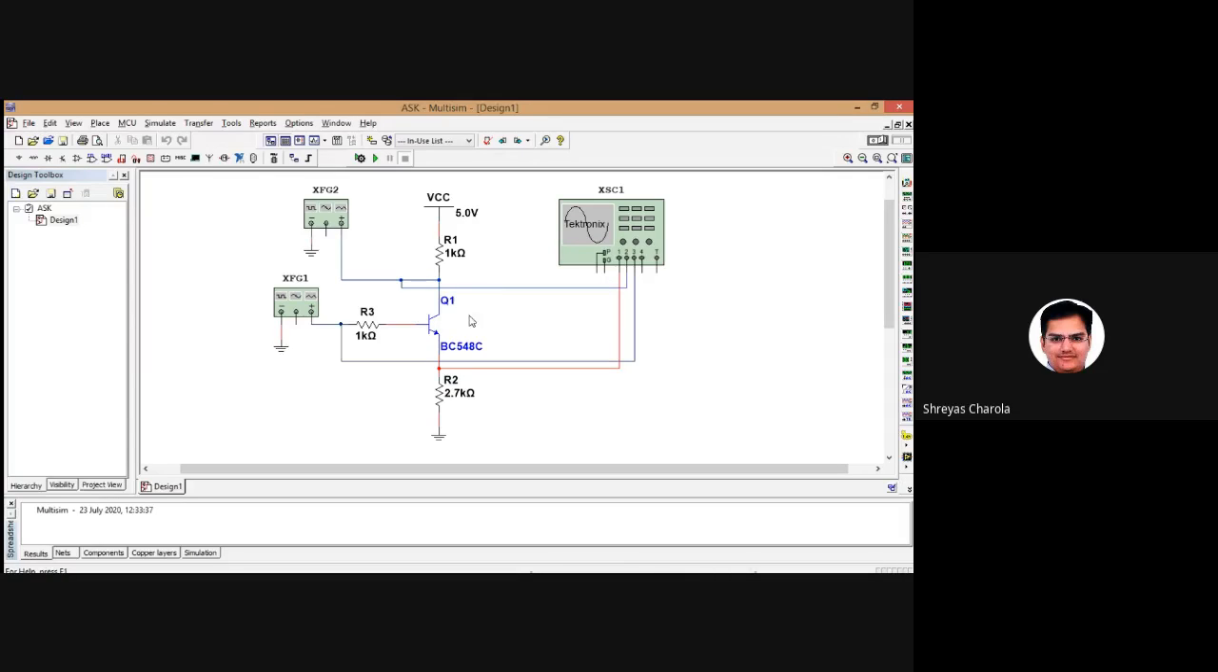Okay, so I have the transistor. Now, look at the function generator. What is the input I applied at function generator 1? Which signal did I apply: sine wave, triangular wave, or a square wave? Sir, triangular. Look at the first function generator. The first is a sine wave.